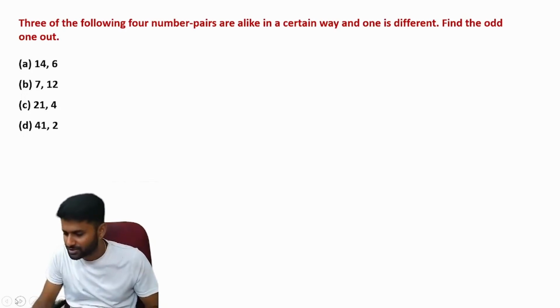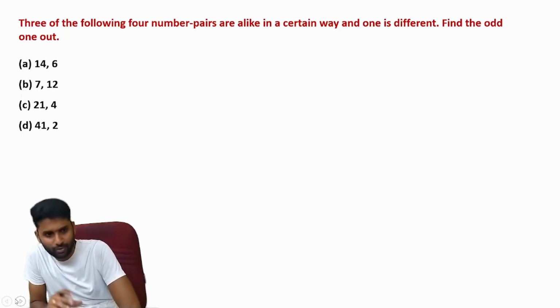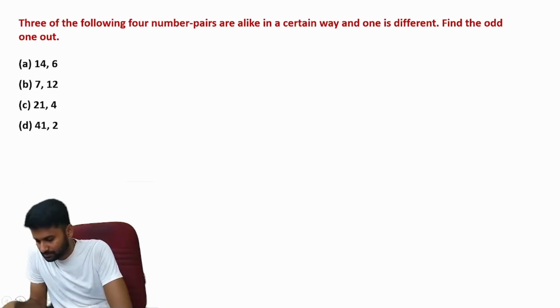Elena, can you tell me what is your logic? And Aditya also. Both are choosing different options. What is the logic for this question? 14, 6, 7, 12, 21, 4, 41 and 2. Aditya said option D, Alina said A. What is your logic?